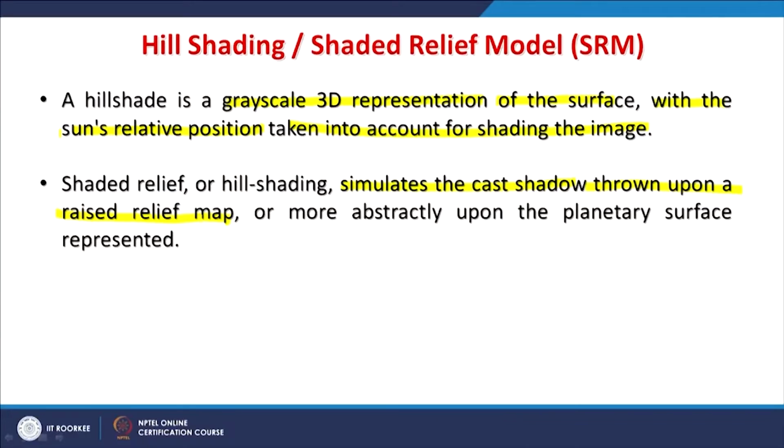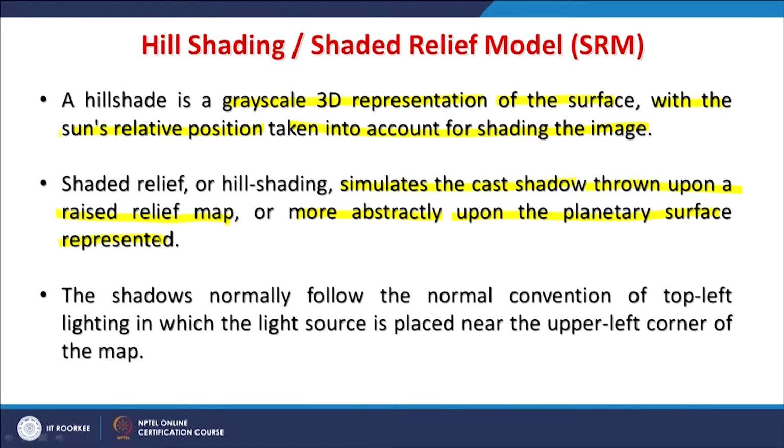What we are doing, more abstractly, is representing a planetary surface. Digital elevation models can be created for any surface, and we can decide by ourselves the position of the illumination source, or the sun's relative position. The shadow follows the normal convention, which is always to keep the illumination source in the top left, with the light source placed near the upper left corner of the map.